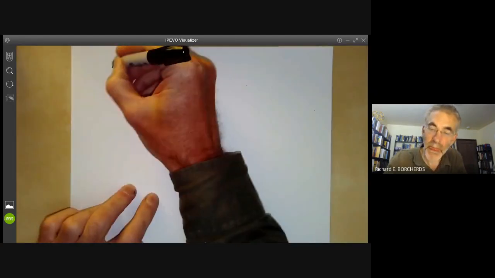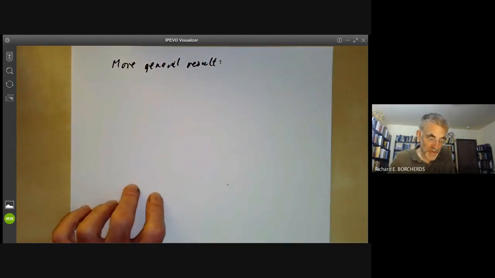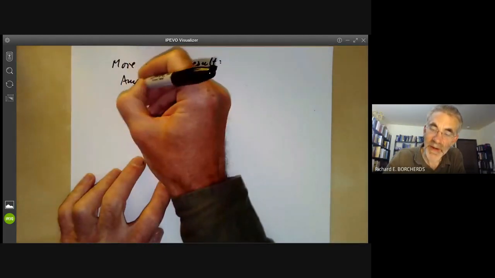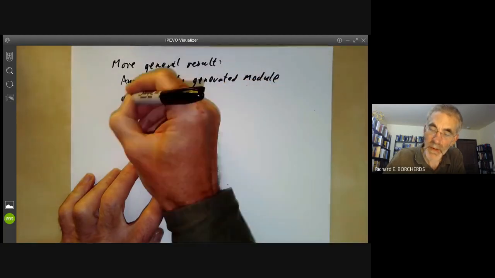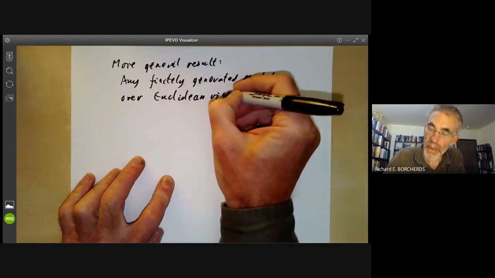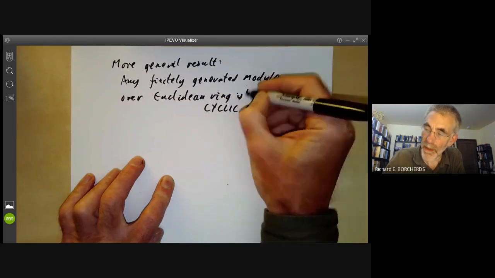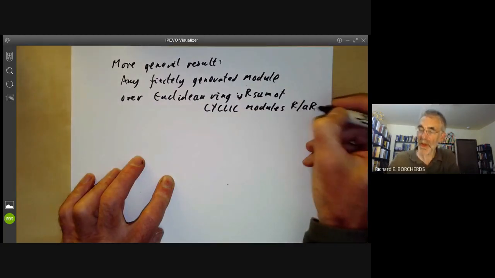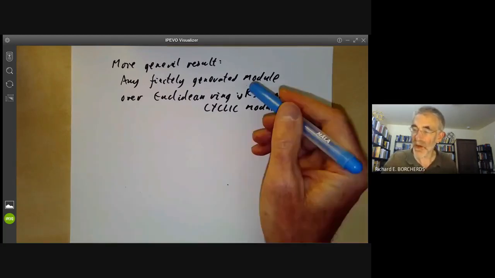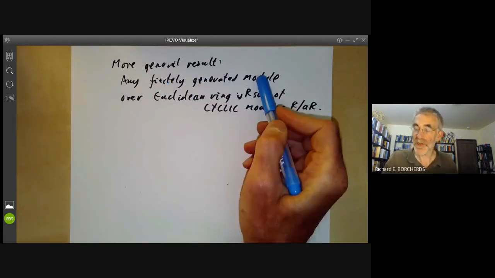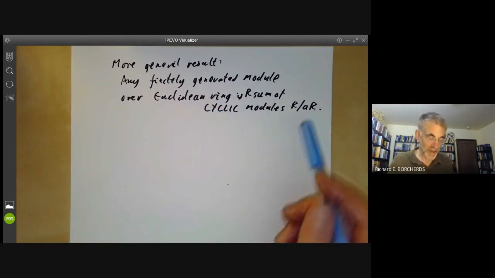There's actually a more general result, which we won't prove, but whose proof is almost the same as this, which says that any finitely generated module over a Euclidean ring is a sum of cyclic modules. If this ring is R, the cyclic module is going to be R over A times R. I'm not going to explain what a module over a ring is because we're not actually going to use this result. But in the case we're doing, if you take the ring R to be the ring of integers, then a module over the integers is just the same as an abelian group. So this result just says that a finite abelian group is a sum of cyclic groups.